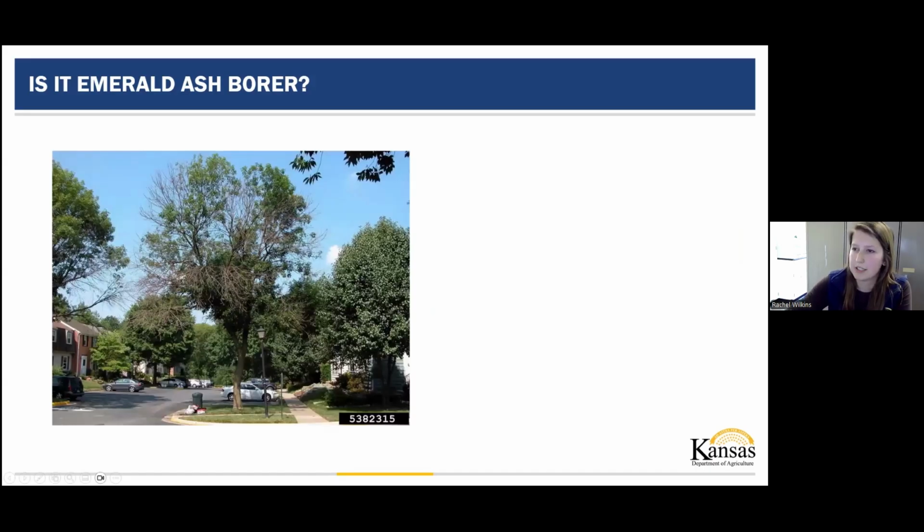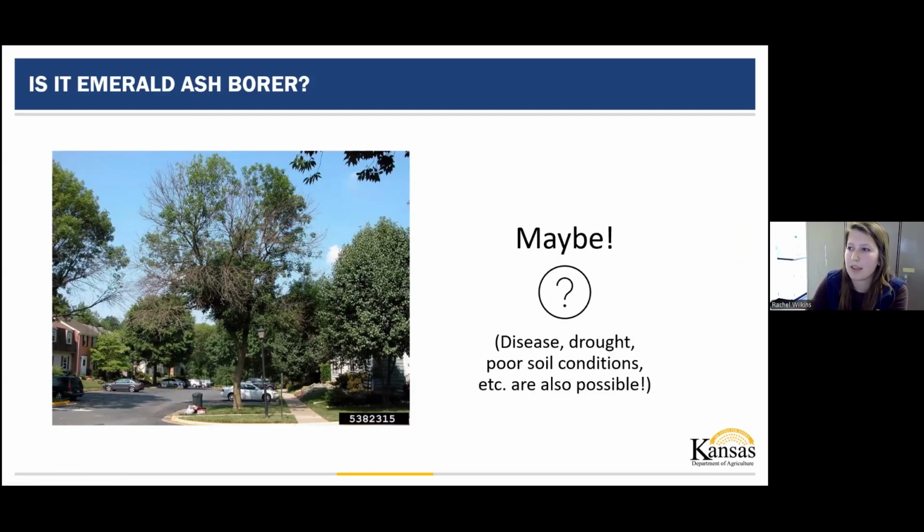And then finally, let's say you heard about emerald ash borer getting confirmed in your county or a county nearby. And so, you go outside, you look at your ash trees, and you see one that really does not look like it's in good shape. So you're looking at it, it's got some canopy, some crown dieback here. Is this emerald ash borer? Maybe.